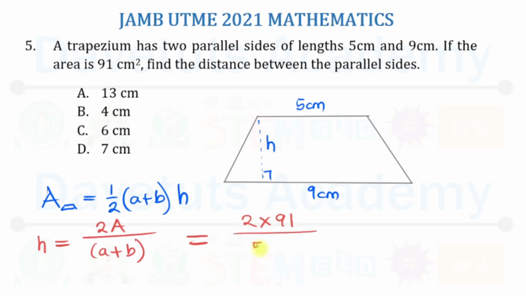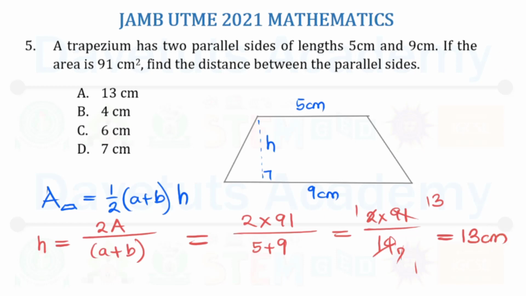Then we have 5 plus 9 as the sum of the parallel sides. So this is 2 times 91 divided by 5 plus 9, which is 14. 2 into 14 is 7, 7 into 91 is 13. So this is 13 centimeters.